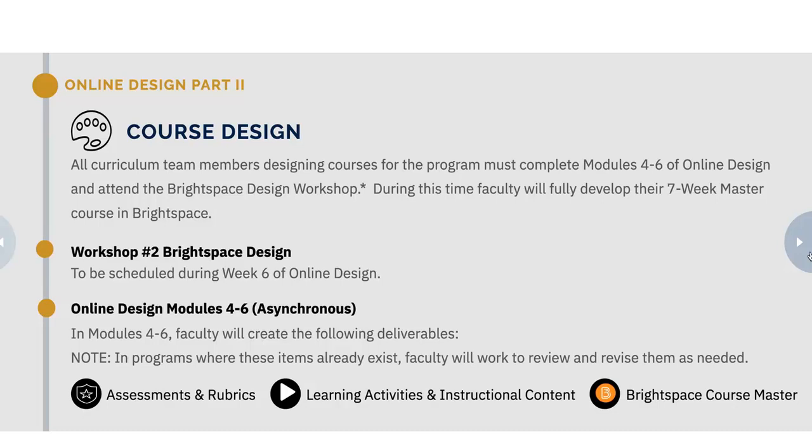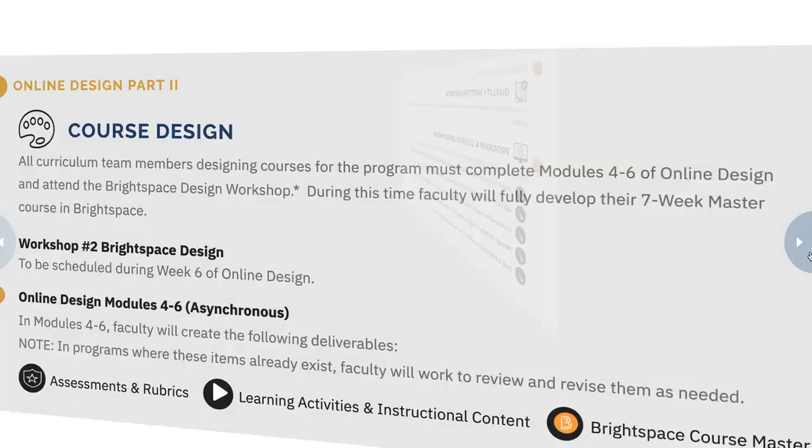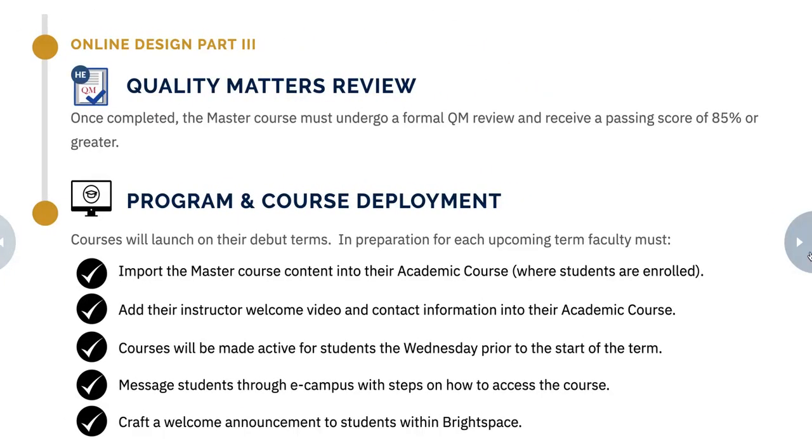And then lastly, you will participate in week 6 in an online design workshop where an instructional designer will show you how to actually build your course within the Brightspace learning management system using the URI Online 7-week master template. Finally, you will have week 6 and 7 to build your course. You will partner with a colleague to do an informal peer review using our QM checklist. And then at the end of week 8, your courses will all be sent off to QM approval by an outside reviewer, where they must achieve an 85% or higher passing score.